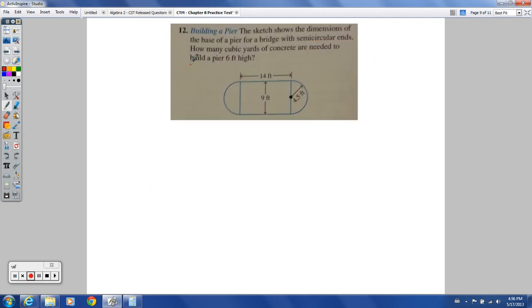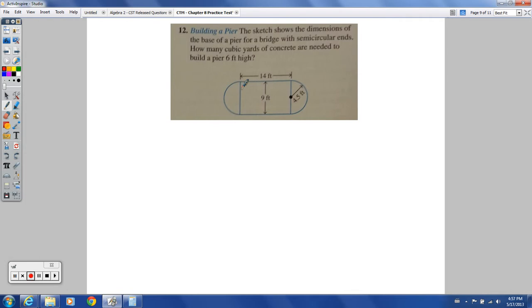Number 12. We're building a pier. A pier is out in either the ocean or a large lake somewhere. The sketch shows the dimensions of the base of the pier for a bridge, or you could say a river too, I guess. You might be building a bridge across a river or a stream with semicircular ends. How many cubic yards of concrete are needed to build a pier 6 feet high?